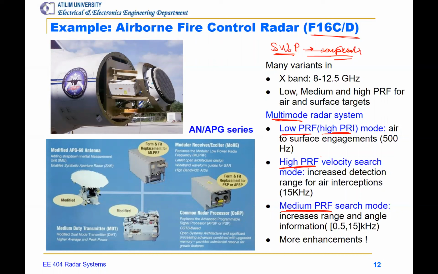For high PRF, it looks into velocity, the speed of the object, and it's used for air interceptions. Okay? It uses 15 kilohertz. You see the difference, 500 hertz to 15 kilohertz. And it's for air interception. It means another platform, another aircraft, another missile, or helicopter or UAV. So fast moving objects nearby, okay?